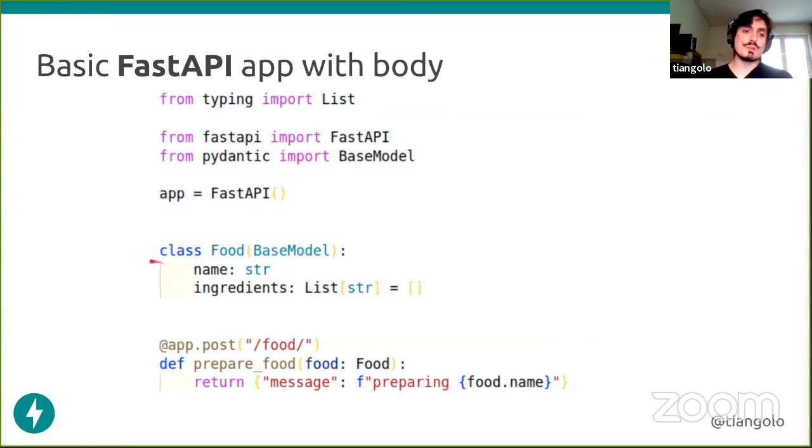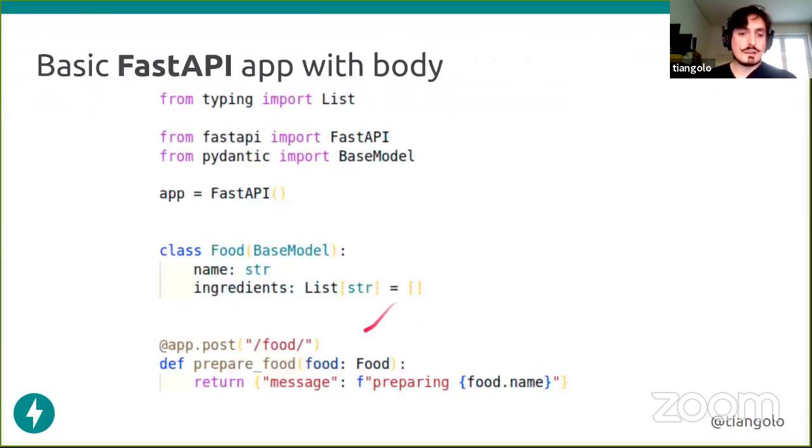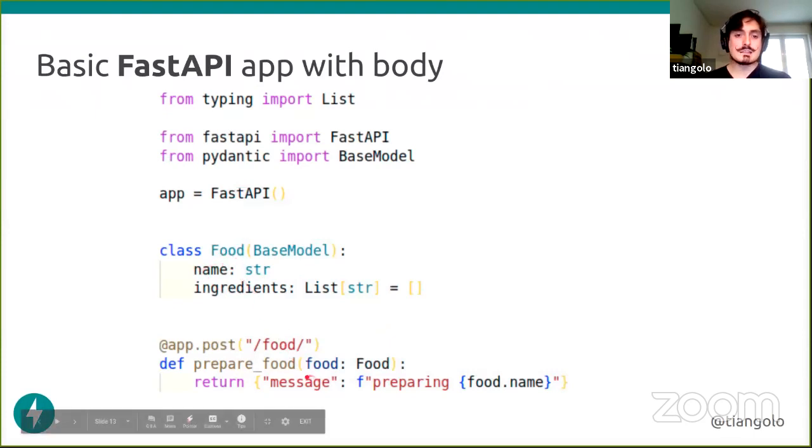So here, what we do is we create a class, Food, and this class will have this data shape. We're going to have a name that should be a string, and then we have ingredients that should be a list of strings. This list comes from typing. Typing is part of the standard Python library. So this is the standard way that you use to declare the type of something that should be a list of strings. And then we declare what the default value is, just an empty string. And then we can use this class as a type annotation here in the function.